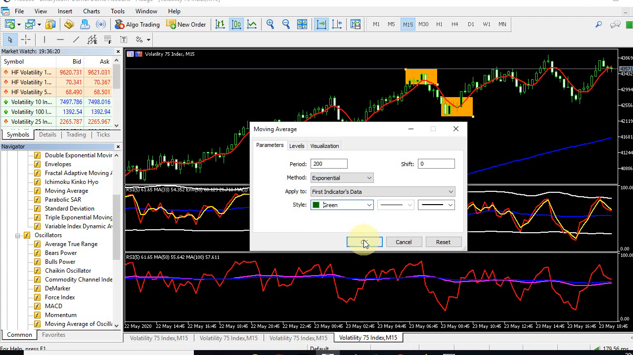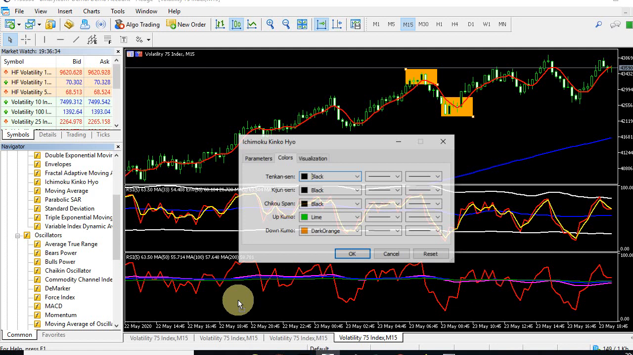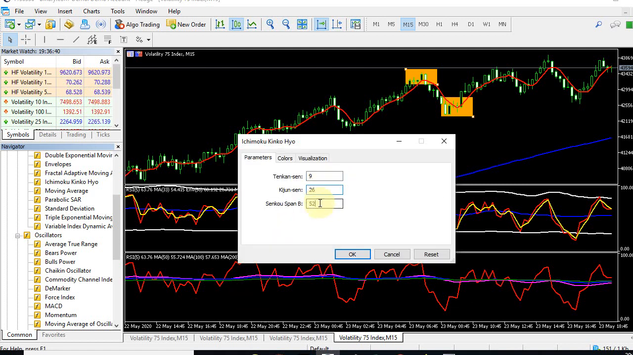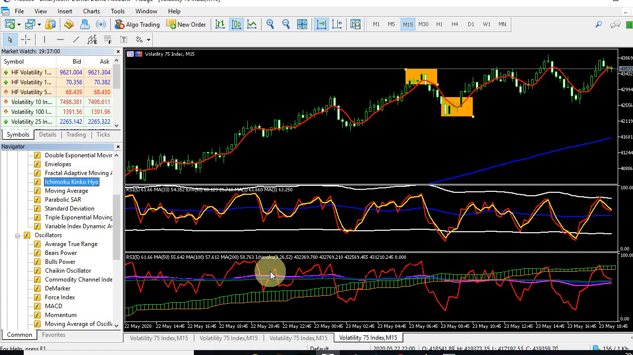We will need one more indicator, which is the Ichimoku indicator. Left click, drag and drop on the indicator window 2. Now the parameters, you have 9, 26, 52. The colors, black, black, black. For the up Kumo, choose color, the line color. For the down Kumo, choose dark orange and click OK. So the indicator window 2 is ready.